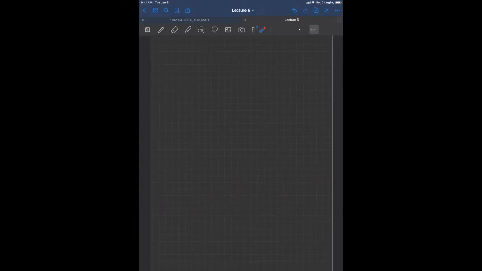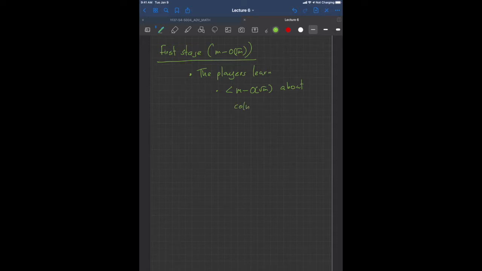Okay, so we had some guiding philosophies on how to design these stages. In the first stage, one thing that we wanted to ensure is that, so this is the first m minus order square root m bits. This order is something like 4 or something. It's not too important. So one thing is that the players learn not too much information. They learn less than this much amount of information about the column vectors, and they learn about this much amount of information about the matrix as well, about the matrix part of their input.